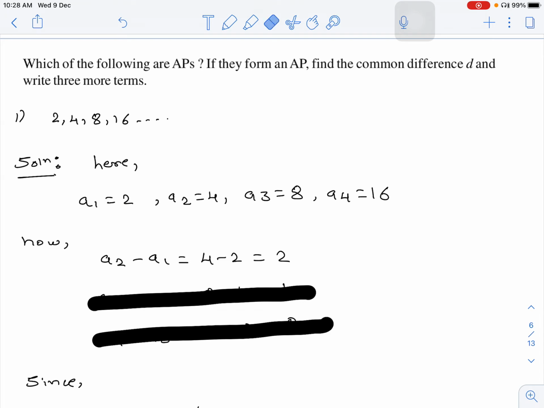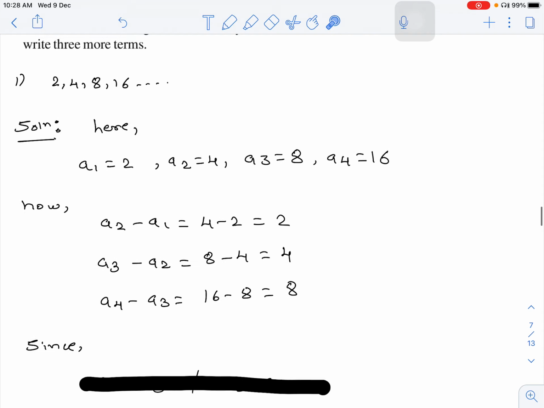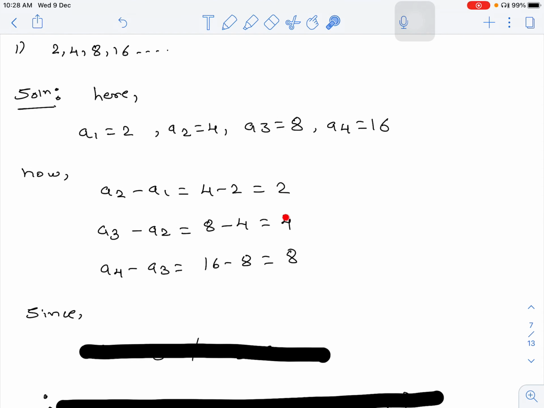Then in the next step we will write A3 minus A2, that is third term minus second term, so it is 8 minus 4 equals 4. Then in the next step A4 minus A3 equals 16 minus 8 equals 8. Now if you look at these differences, none of the numbers seem to be equal to each other.